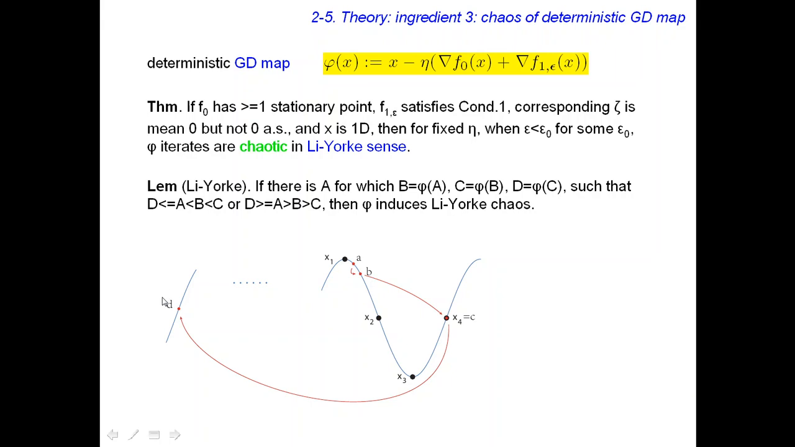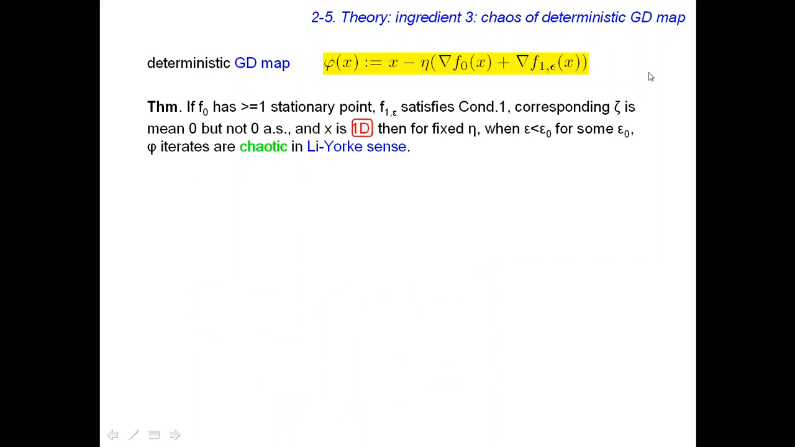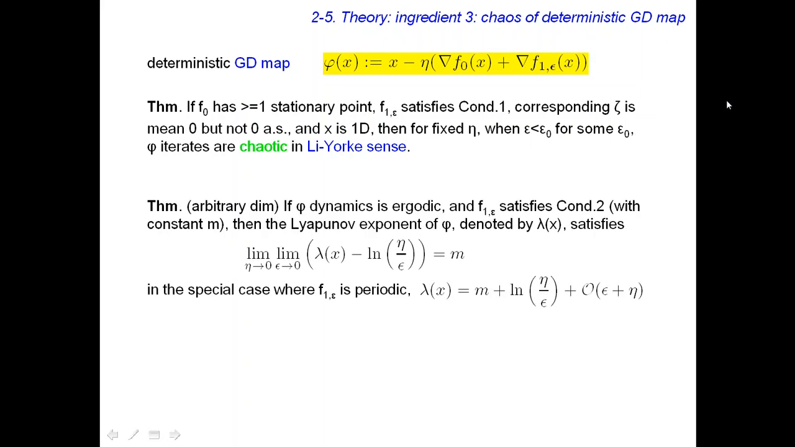And indeed, we can find them for the specific gradient descent map defined above using a little bit of analysis. So this is really not the key step, so I'll just skip the details. But like I said, even though Li-Yorke chaos is some very rich dynamics, this theorem is restricted because it's just for 1D.